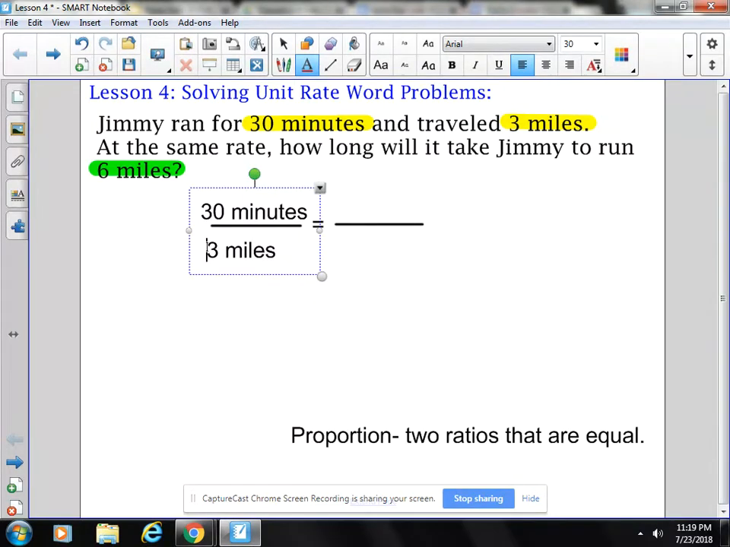Some of you are probably thinking we can solve this for the unit rate, which would be 10 minutes per mile, and then at that rate, we could calculate our answer. The proportion is a nice way to keep your work organized.